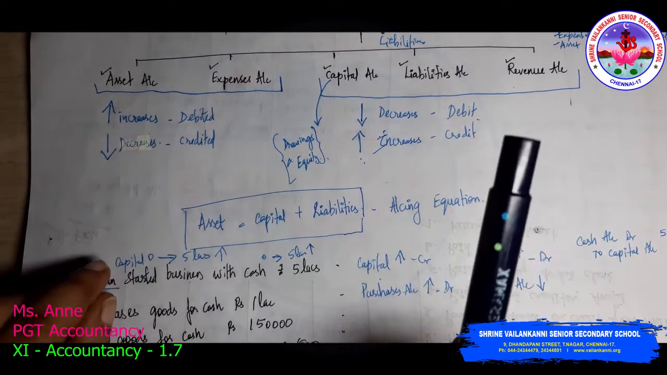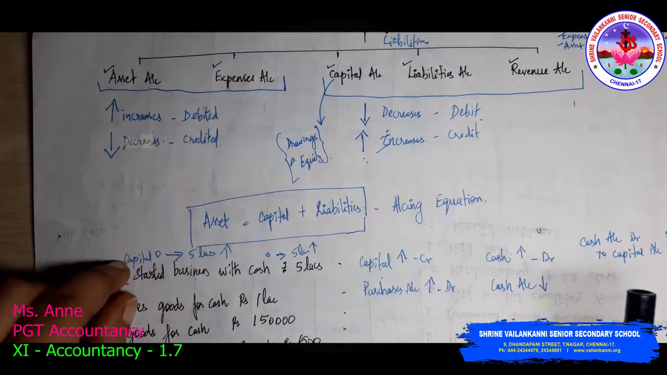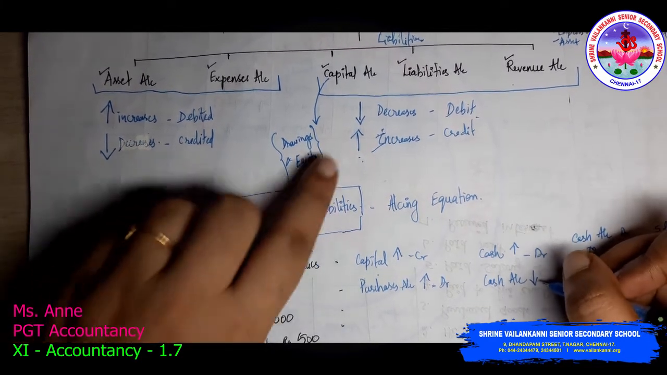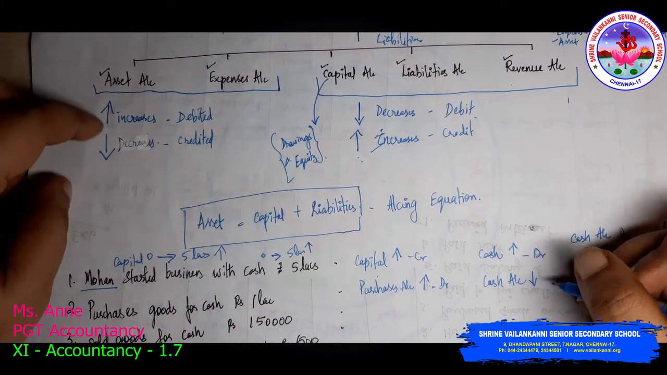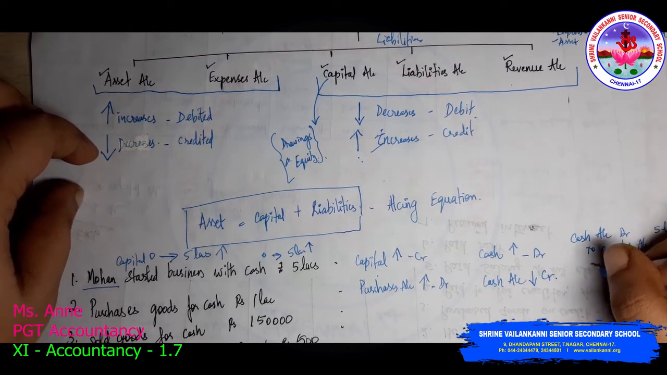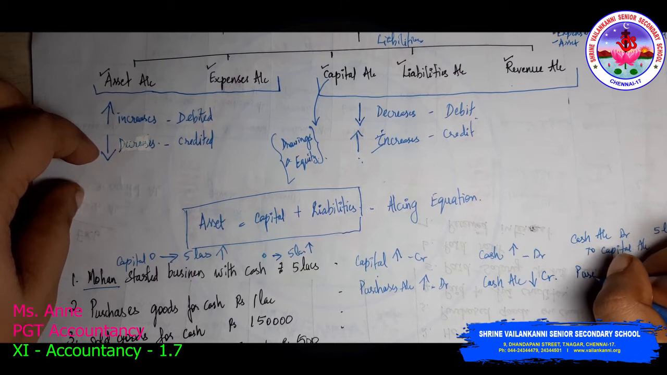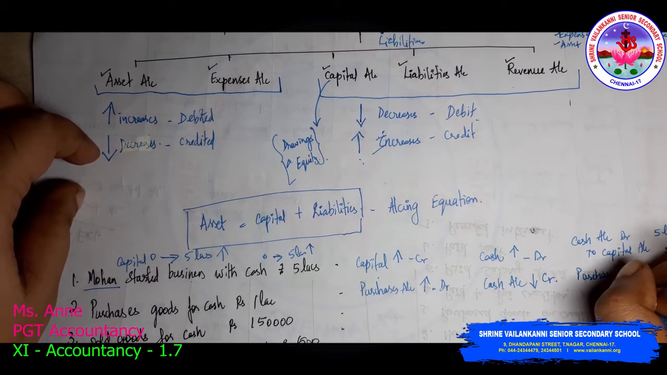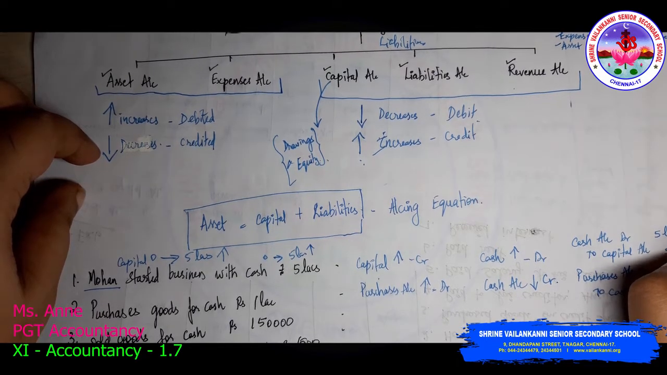If you want to purchase a pen like this, you need to pay 50 rupees or something. So cash reduces in your pocket, so cash is decreasing. If cash is an asset, if it decreases, it has to be credited. So what we are going to write is purchases account debit to cash account.